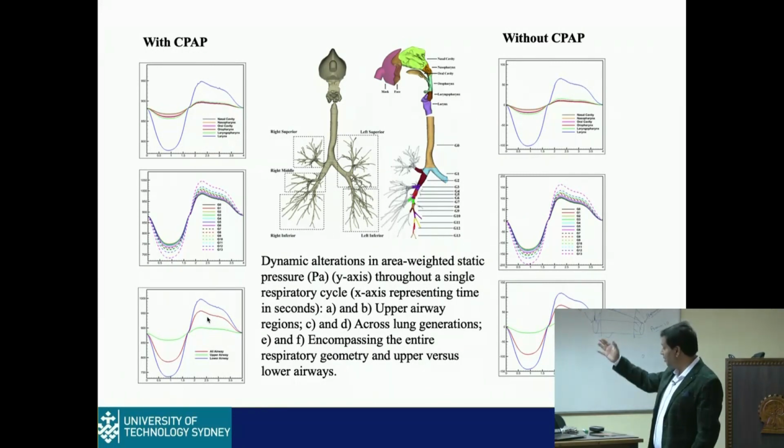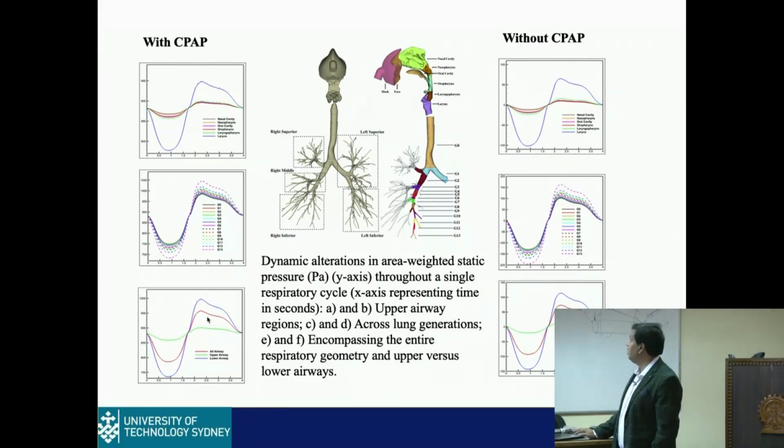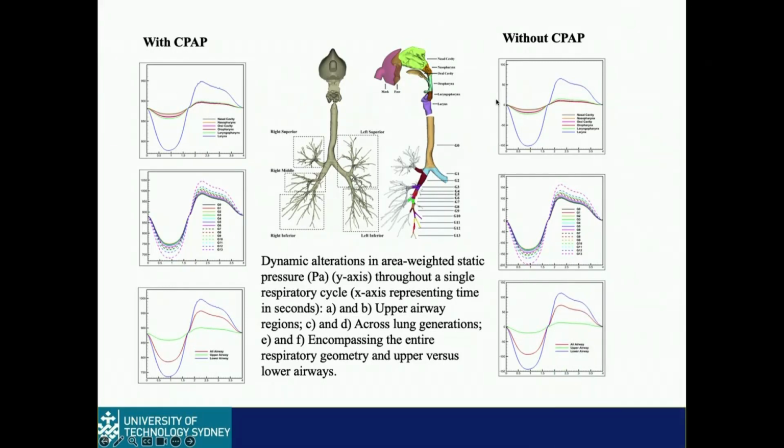The pattern you see is almost the same, except for some values. As it is too small, you cannot see this number. So, you can see the number here. The number here is without CPAP and with CPAP. So, this is higher. This is lower.